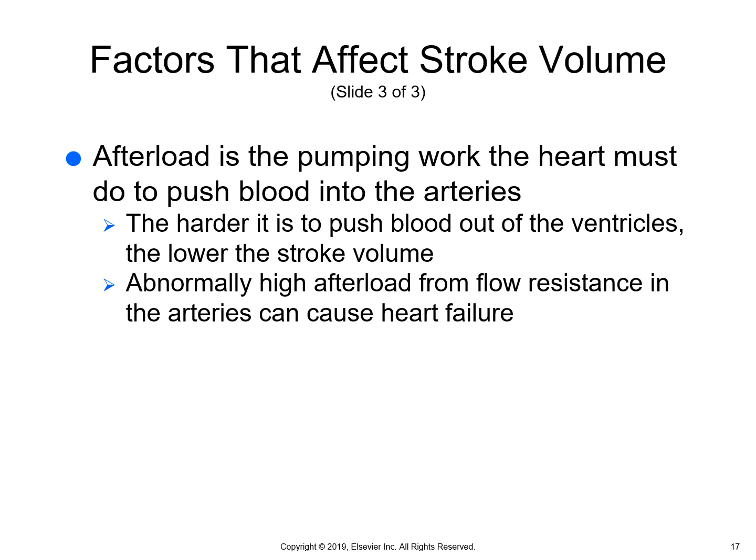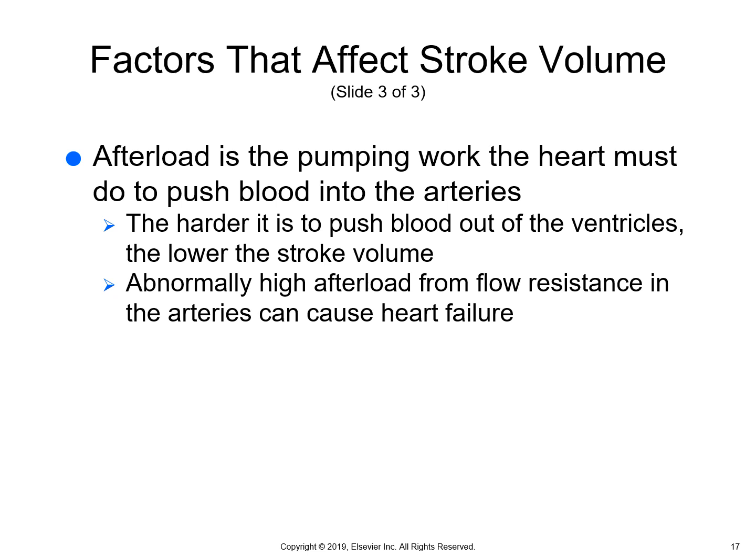All right, now we're looking at a concept called afterload. Afterload basically refers to the force that the heart has to work against in order to push blood into the artery. So it represents the resistance that the left ventricle has to overcome in order to eject blood into the aorta. So basically, if we're breaking down these two bullet points, higher afterload equals lower stroke volume.